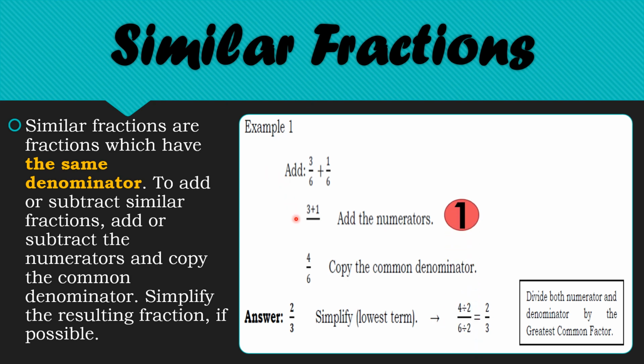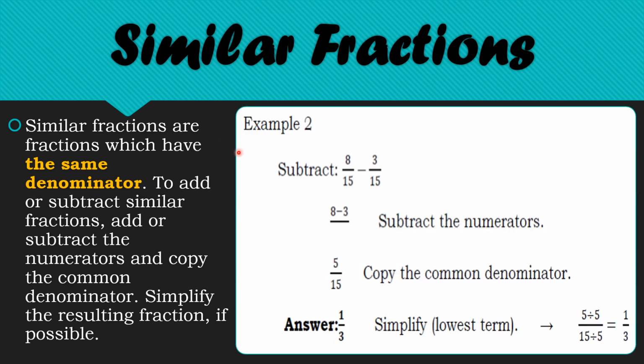First, you need to add the numerators. 3 plus 1 is equal to 4. Second, copy the common denominator. The denominator is 6. Third, simplify the lowest term by dividing both numerator and denominator by the greatest common factor. The greatest common factor of 4 and 6 is 2. 4 divided by 2 is equal to 2. 6 divided by 2 is equal to 3. Therefore, the final answer is 2/3.